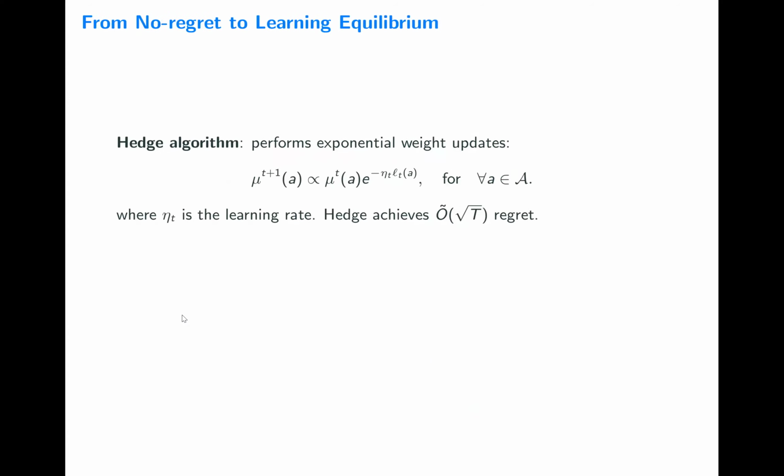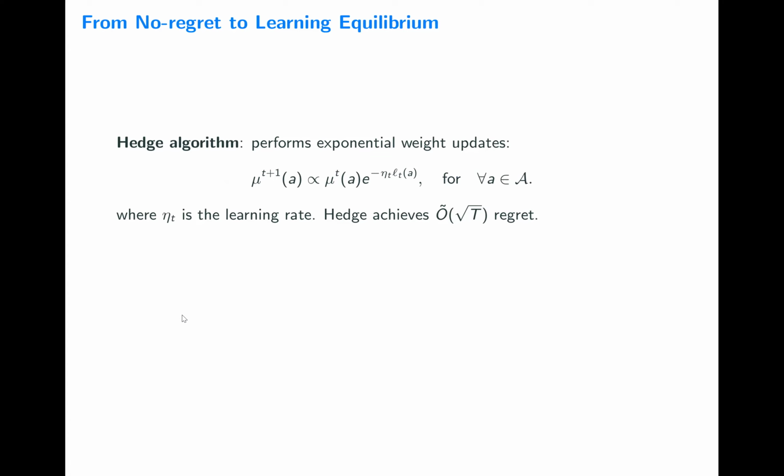There are a lot of very simple algorithms that can actually achieve this no regret guarantee. For example, one very simple algorithm is the so-called Hedge algorithm. Hedge essentially just does the so-called exponential weights update. That is, at every time T, you have a probability over all the actions. You denote that probability by mu_T(A). That is, at round T, what is the probability you are going to play action A?